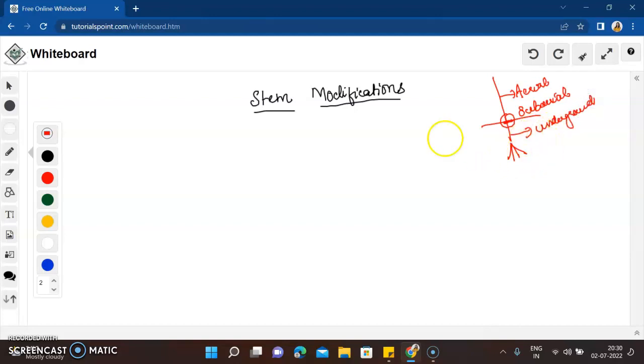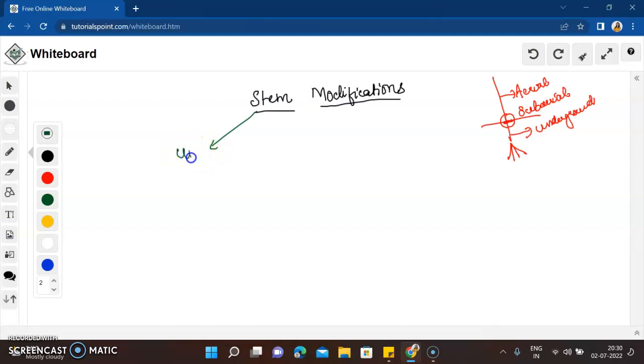So for the plant to perform its different growth and developmental activities, it modifies its stem for storage, for reproduction, etc. Right? So let's understand the stem modification first. Ma'am is going to give you some small tips, simple tips or tricks, whatever you call it, to remember these terms, right? Sometimes it gets confusing, right?